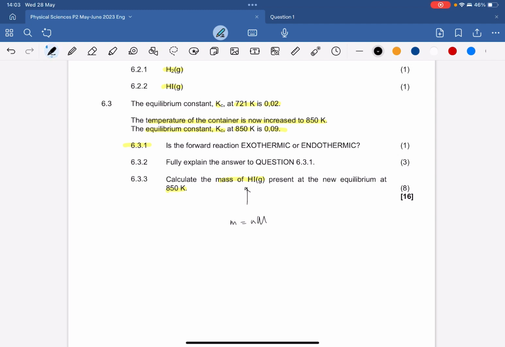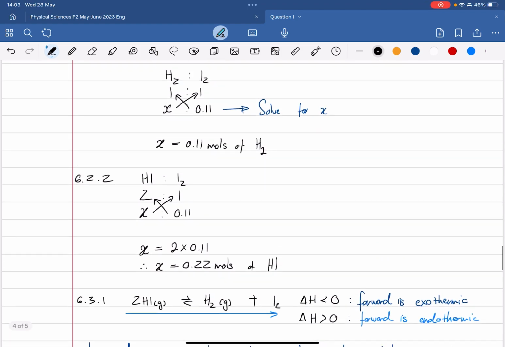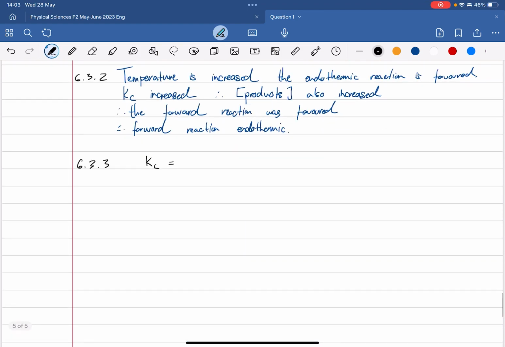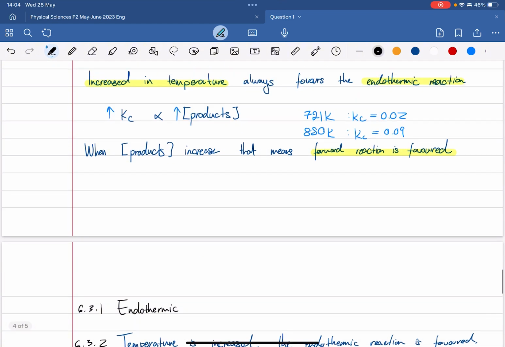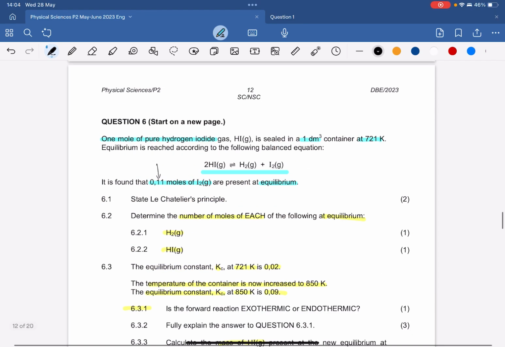All right, so where do we start? Let's start with the Kc expression. So the Kc expression will be the concentration of the products, so we've got hydrogen gas multiplied by iodine gas divided by hydrogen iodide squared. And why is it squared? It's squared because you've got 2 moles of the hydrogen iodide. So that's why it's squared. Beautiful.